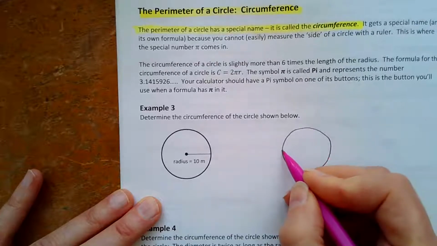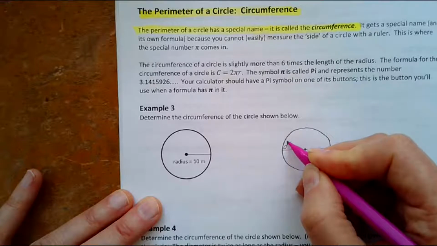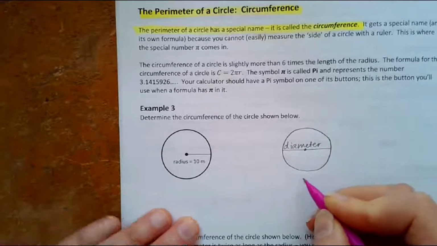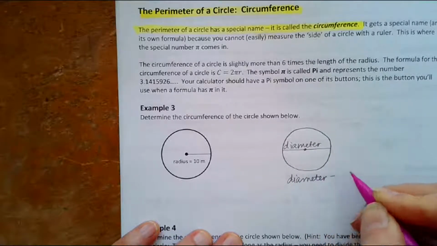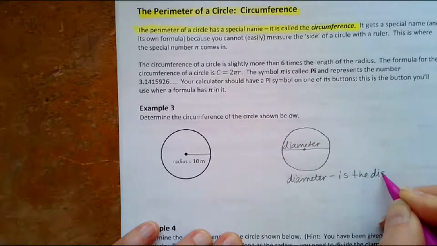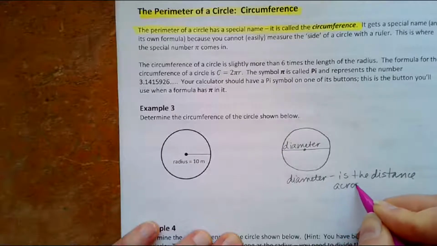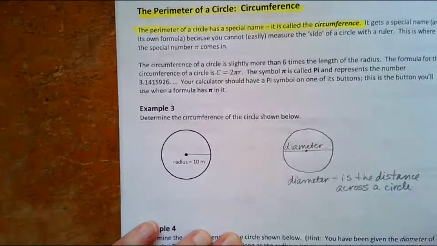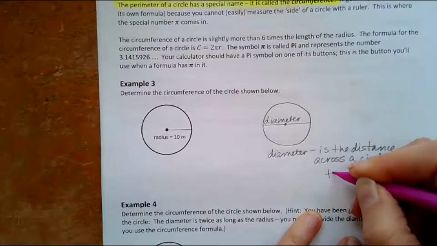Okay, all the way across the circle is the diameter. Okay, and the diameter is the distance across a circle, but you have to make sure you're running through its center, right? Through its center.